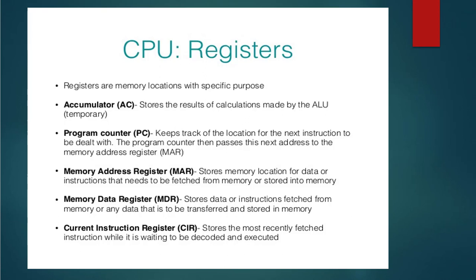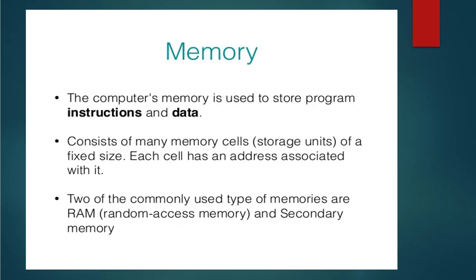Memory address register stores the memory location for data or instructions that need to be fetched from memory or stored into memory. Memory data register stores data or instructions fetched from memory or any data that is to be transferred and stored in memory. Current instruction register stores the most recently fetched instruction while it is waiting to be decoded and executed.